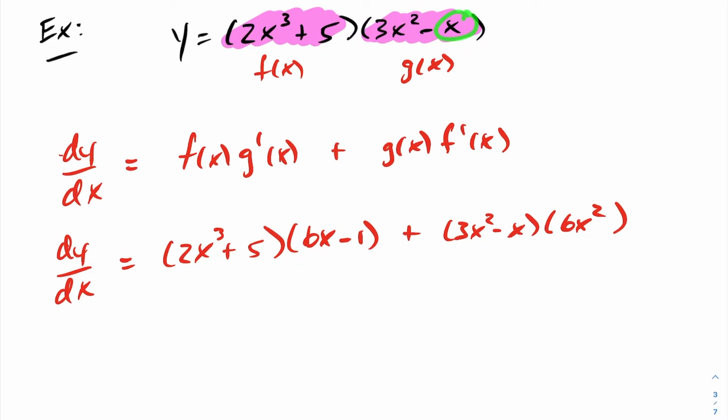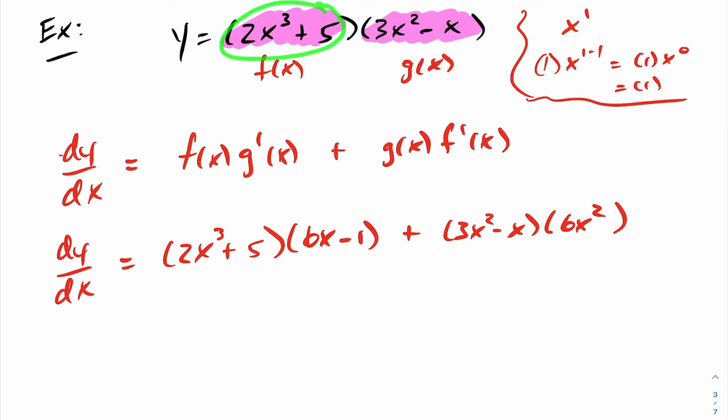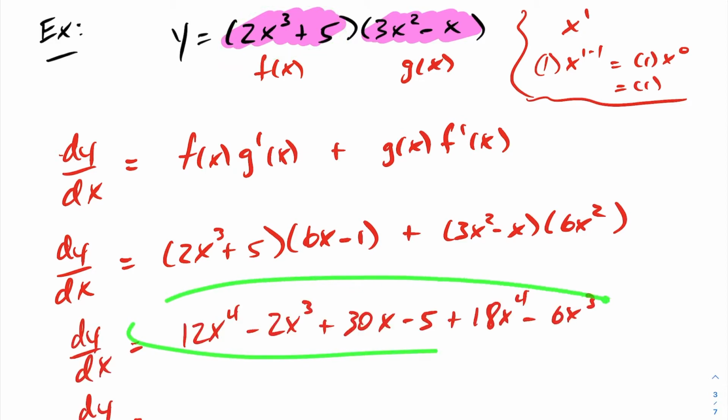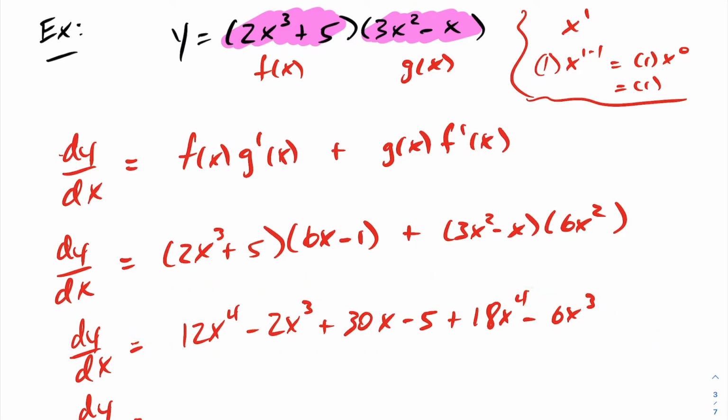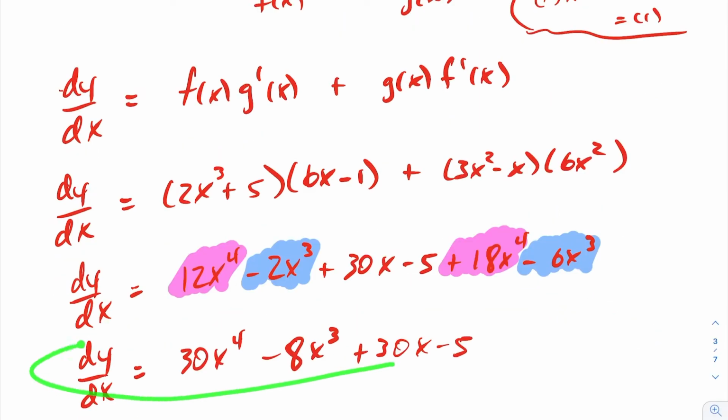For this one here, you have x to the power of 1. If you have x to the power of 1, you drop down the 1, so it becomes 1 times x to the power of 1 minus 1, which is 1 times x to the 0, which is 1. Also, when you take the derivative of 2x cubed plus 5, the derivative of your constant value is 0. Expanding everything out here and collecting like terms, we get 30x to the 4th minus 8x cubed plus 30x minus 5. All right, let's take a look at another.